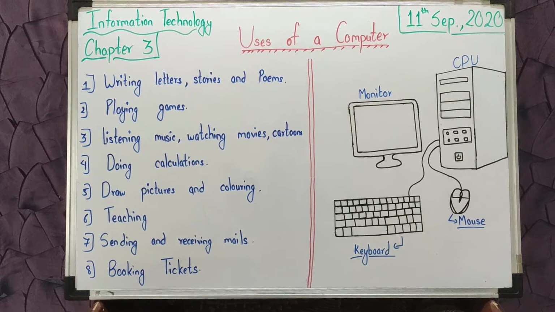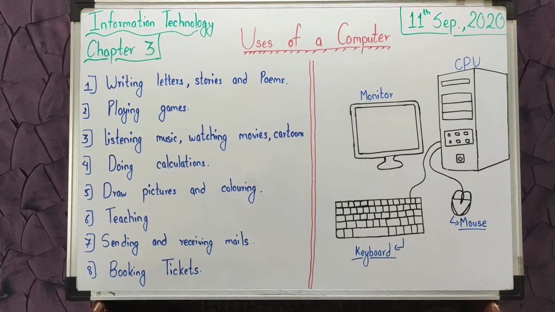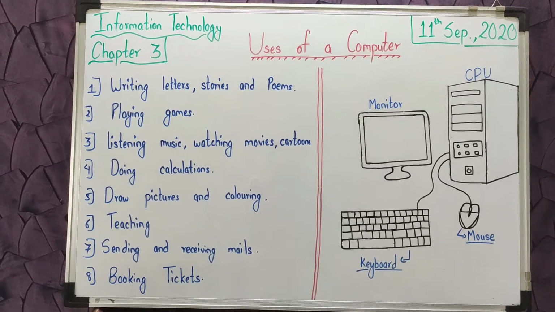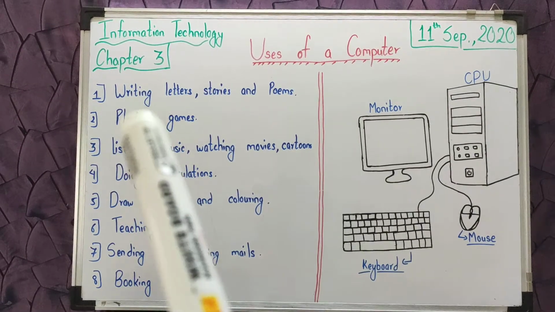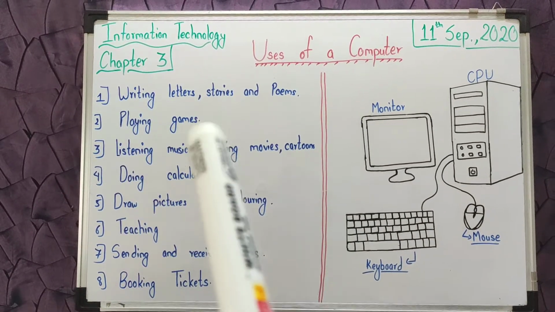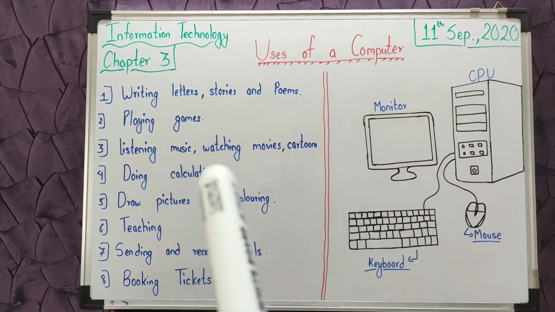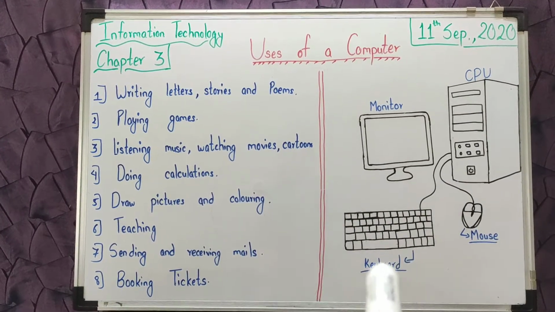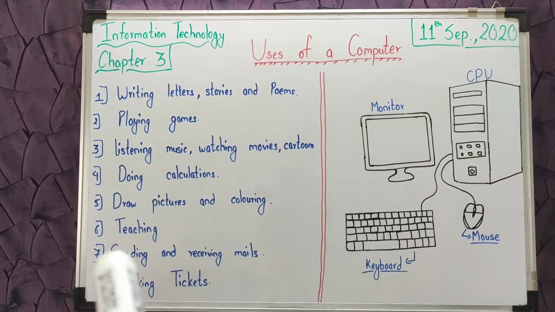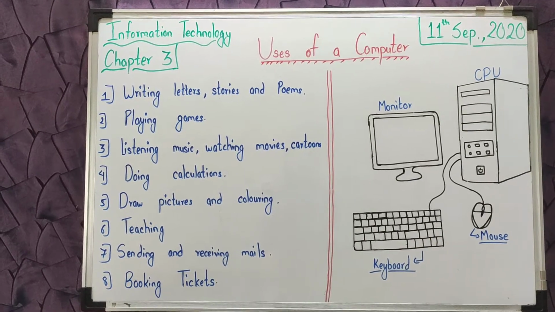So today we are going to learn uses of a computer, right? So what are the uses of computer? Now let's read, alright? See, as we can see in the picture, in the whiteboard, writing letters, stories and poems, right? Computer is used for writing letters, stories and poems, playing games, listening music, watching movies or cartoons, doing calculations, draw pictures and coloring, teaching. It is used for sending and receiving mails, booking tickets, right? And many more.